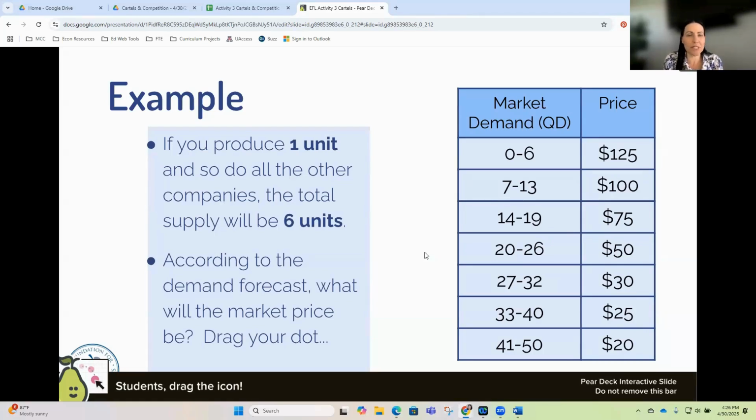And yes, I like Varun's comment in the chat. He correctly said quantity demanded, which is as the price goes up, the quantity demanded decreases.